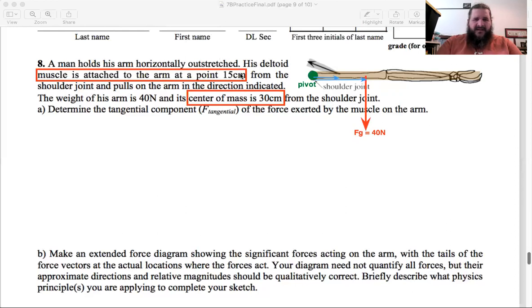In fact, let me go ahead and label those while we're at it. We've got 30 centimeters here as the distance from the pivot to the center of mass versus 15 centimeters as the distance from the pivot point to the location where the muscle is attached. Any other forces we need to consider? What's preventing the arm from just dropping?